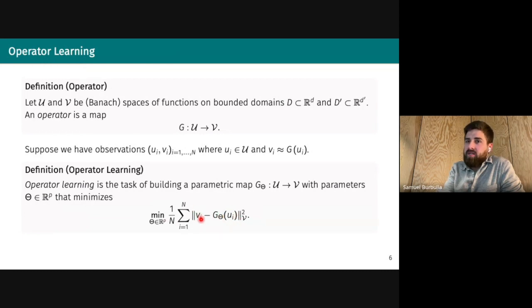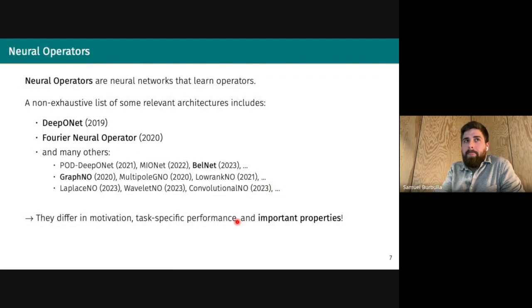So v_i is not a vector, it's a function. So we use the norm here defined on the function space V. For instance, an L2 norm, something like that. And that's the goal. We would like to build some parametric map that acts on these function spaces such that we can map the functions. And this is what we call neural operators.